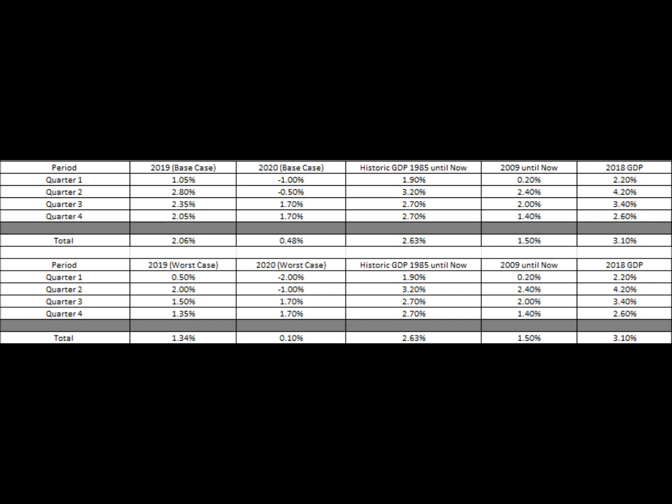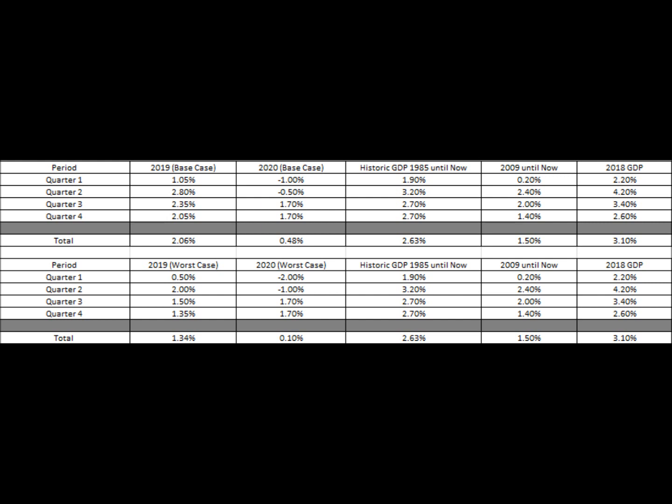And so then I also created a worst case scenario. The worst case scenario assumes that for 2019 a full year total of about 1.34% GDP, which is substantially below trend. Trend being 1.7 to 1.9, a little bit under 2%. First quarter would be the worst quarter, which would be 0.5%. Second quarter would be the best quarter, which would be 2%. Third quarter, second best quarter, which would be 1.5%. Fourth quarter, third best quarter, would be 1.35%.